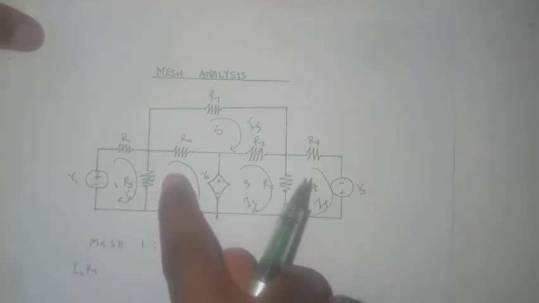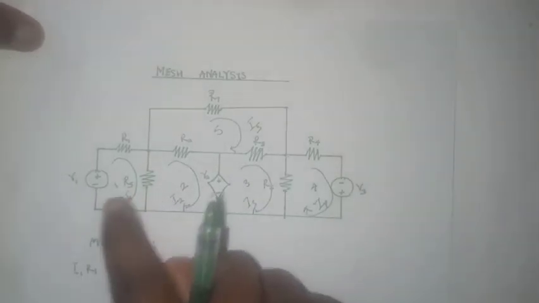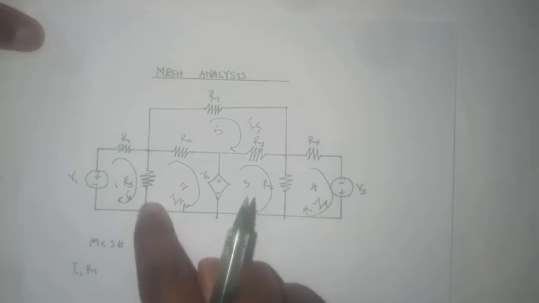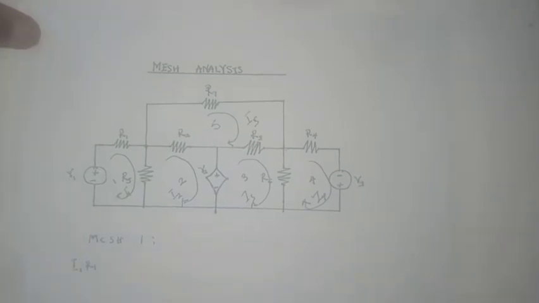Then we also have another current interacting with it from the second mesh, that's mesh 2, which is I2. As you can see, these two meshes oppose each other. I1 goes in this direction while I2 goes in the opposite direction. So we can say plus (I1 minus I2) multiplied by R5. Then we add the voltage, which is minus V1. And by Kirchhoff's voltage law, we equate everything to 0.